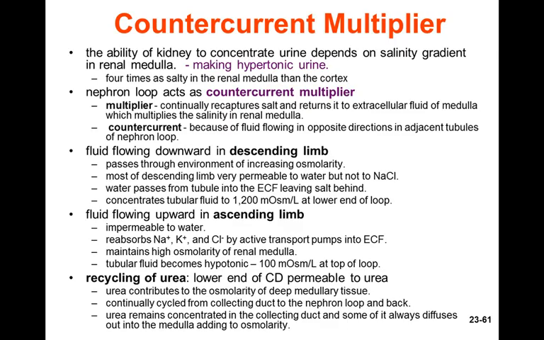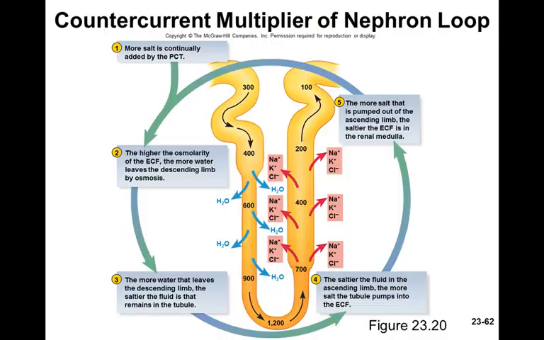It maintains a high osmolarity of the medulla, and the tubular fluid then becomes hypotonic at the top of the loop. The recycling of urea occurs at the lower end of the collecting duct, where it is permeable to urea, and urea contributes to that deep medullary tissue. It's constantly recycled from the collecting duct to the nephron loop and then back to the collecting duct. So again, it is very important that you understand this idea that the nephron loop acts as a countercurrent multiplier.